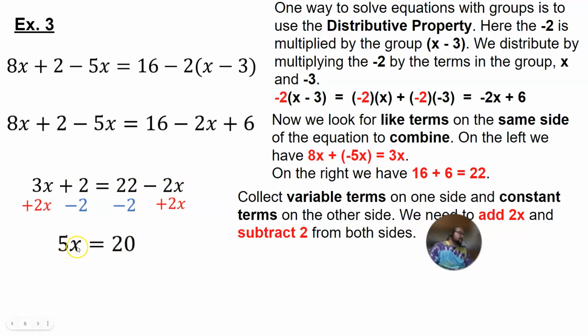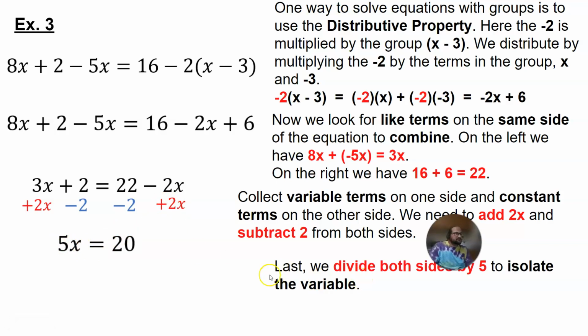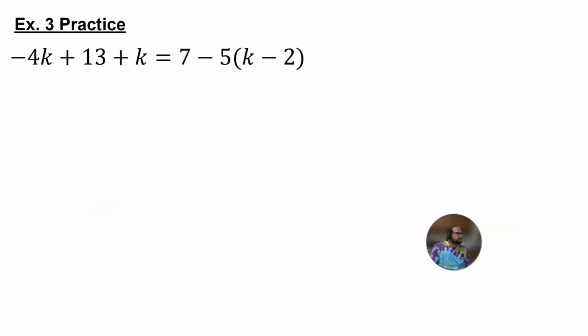Now we've just got a variable multiplied by 5. So we are going to divide both sides by 5. And we get x equals 4. All right, last practice one.